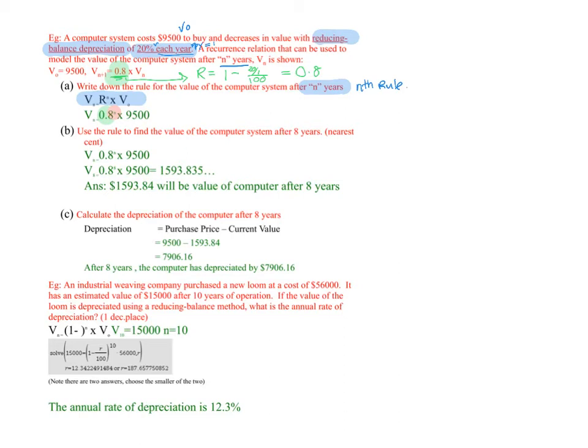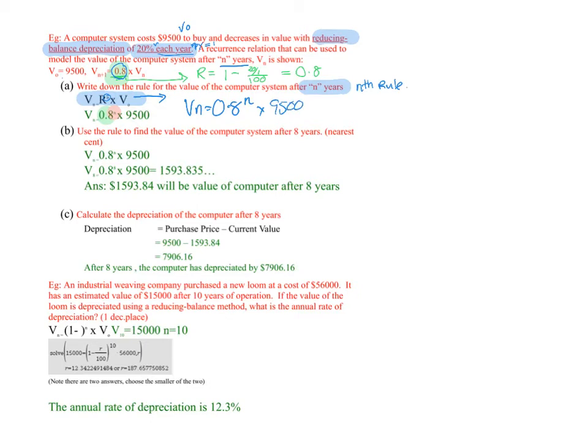So see, all I've done here is Vn. I'm using this formula. R, I can see, was 0.8, so 0.8. Now the formula says to do the power of n, so do the power of n times V0, which I knew was 9,500. That's what I'm doing there.